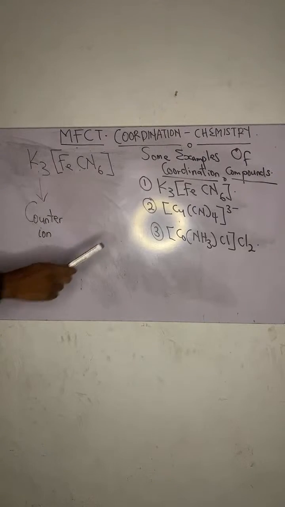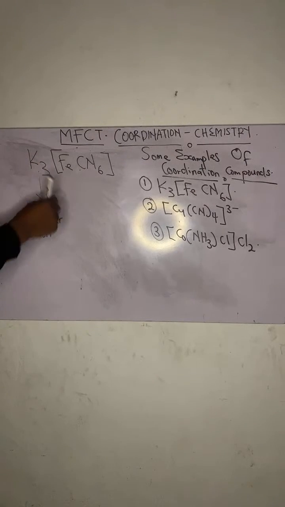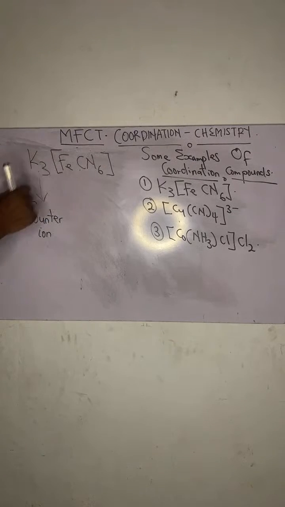Okay, so after you've known the counter ion, if you remember the definition of a coordination compound, it consists of two major things. The first thing is the central atom, while the second thing is the ligand. So you have to note that the ligands and the central atom are the atoms or molecules that are usually found inside the square brackets. So the atoms or molecules that are usually found inside the square brackets are the what?